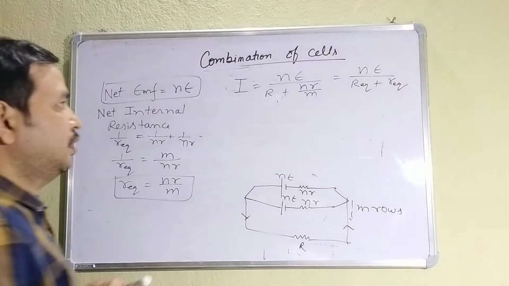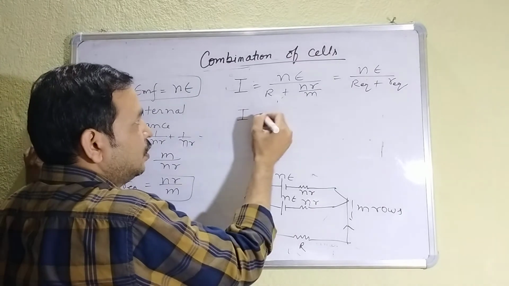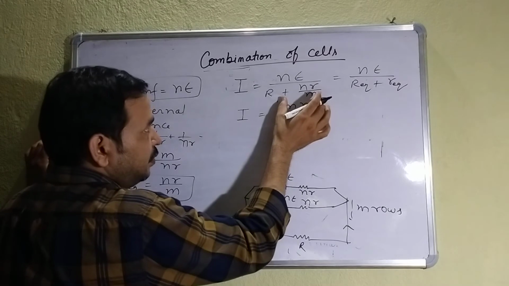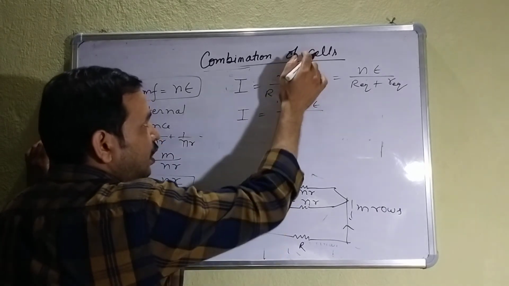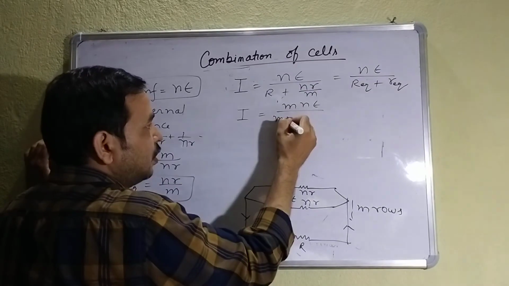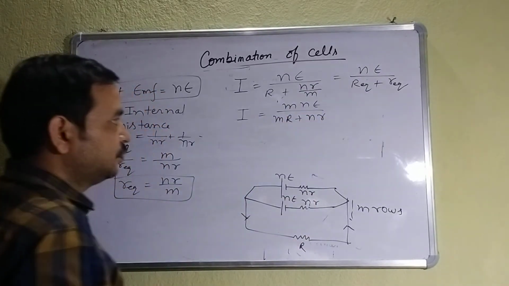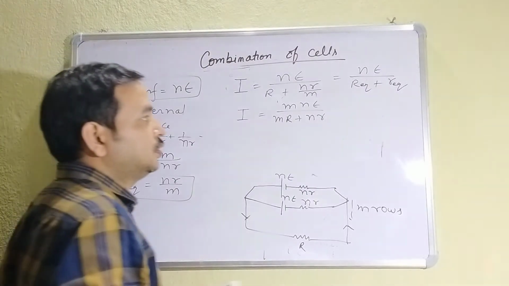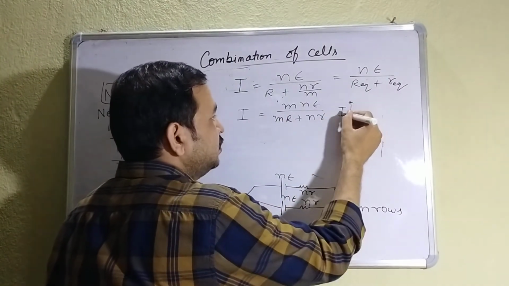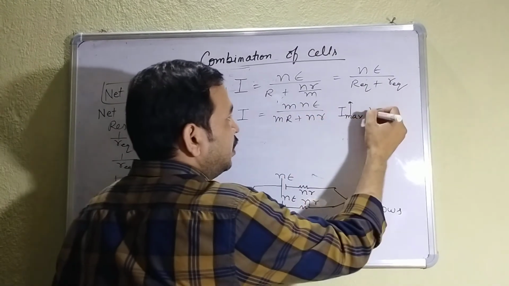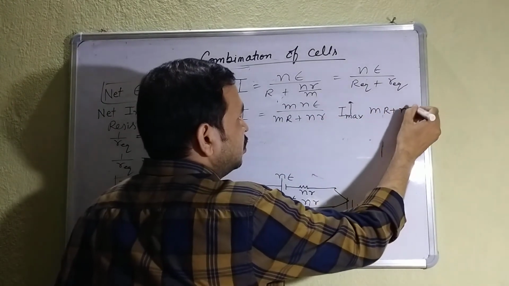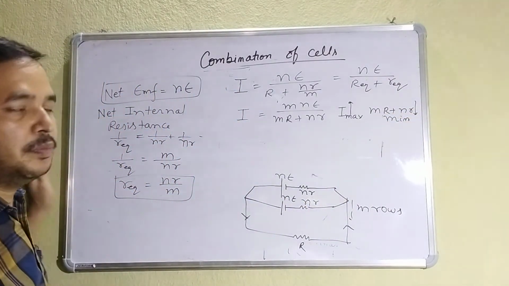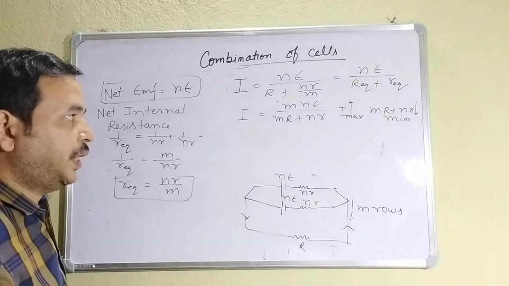Now for maximum current, I am writing the same equation in a different way. m will go here; if you take the LCM, it will come in the denominator. So this will become mR plus nr. Now for current to be maximum, what is the condition? For current to be maximum, this denominator mR plus nr should be minimum. If the denominator is minimum, then the fraction becomes maximum.